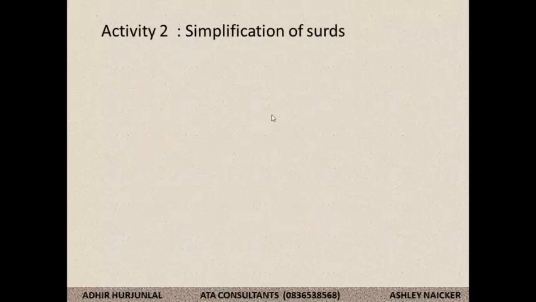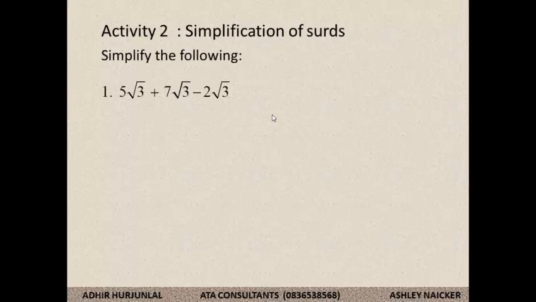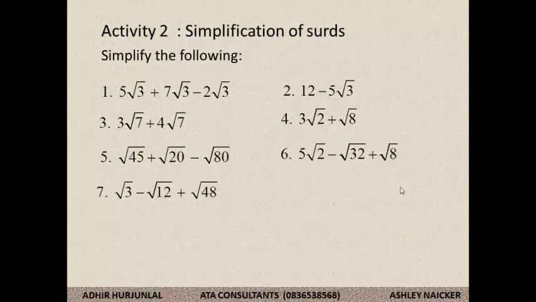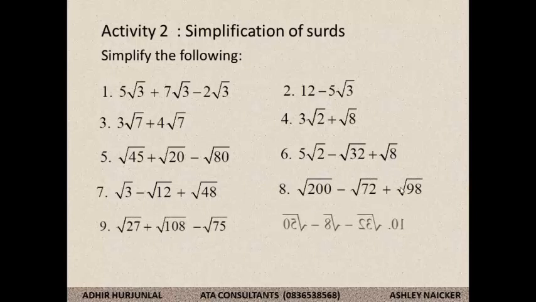Activity 2, simplification of surds. Simplify the following for me, guys. Once again, a simple example. Number 2, number 3, number 4, number 5, number 6, number 7, number 8, number 9, and number 10. You've got these 10 examples.